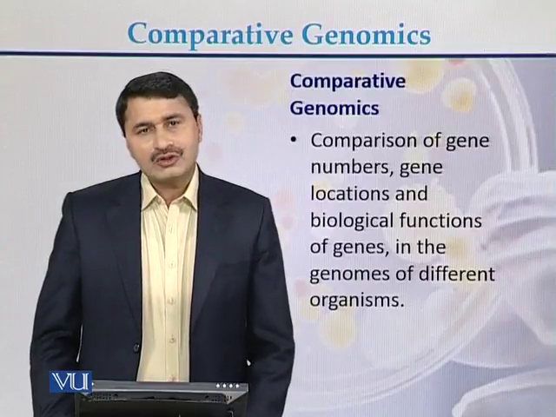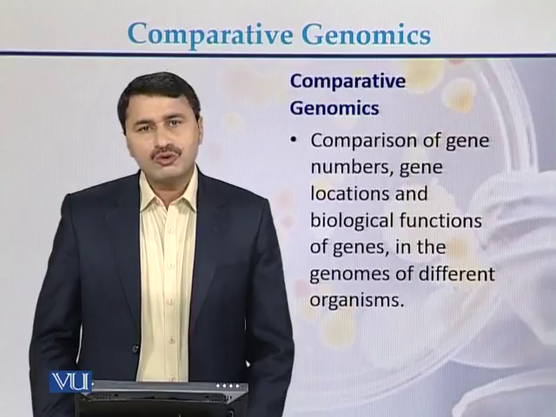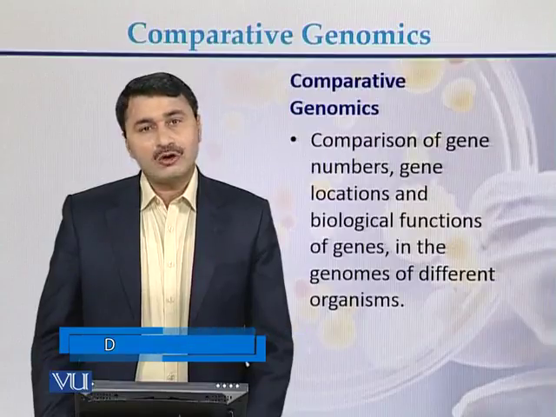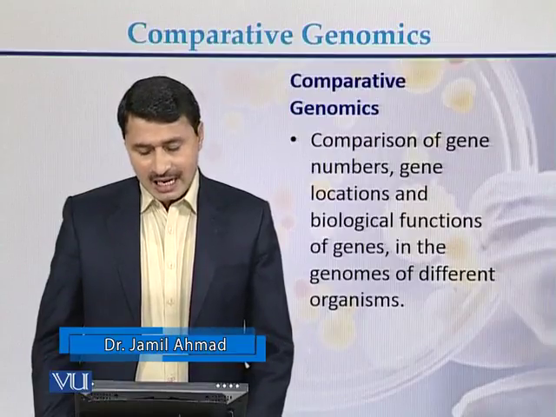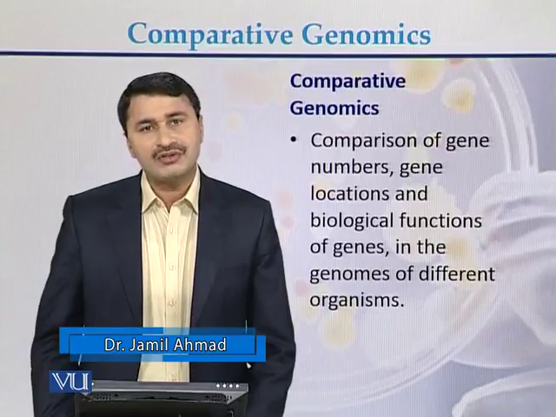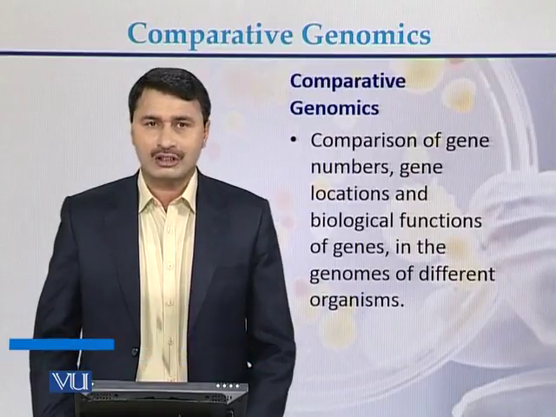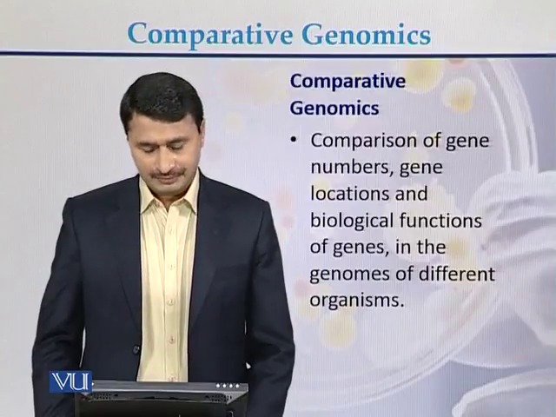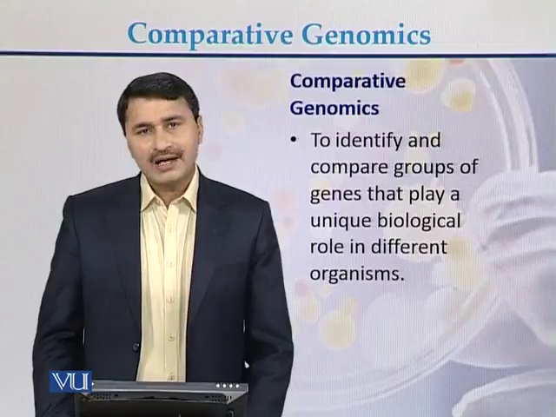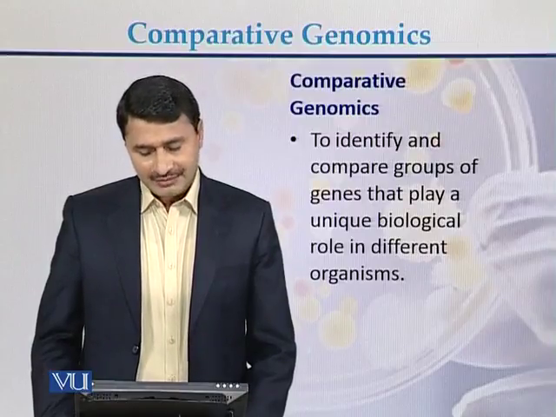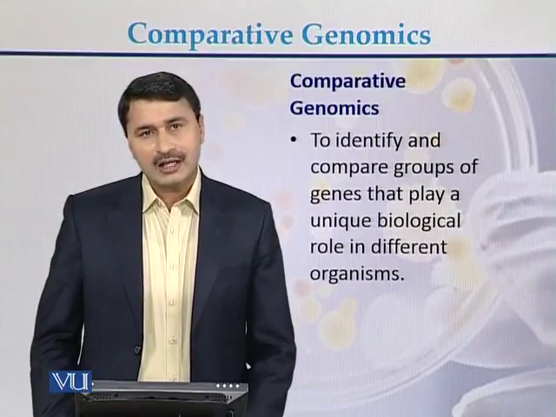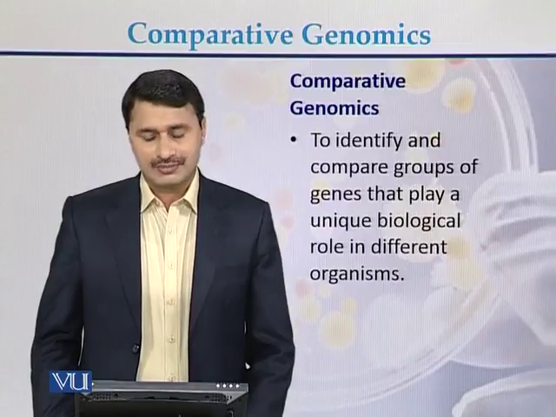In comparative genomics, we do the comparison between the gene numbers, the location of the genes, and the function of the genes between the genomes of different organisms. Such a subdiscipline of genomics is called comparative genomics. Comparative genomics helps us to identify and compare groups of genes that play a unique biological role in different organisms.